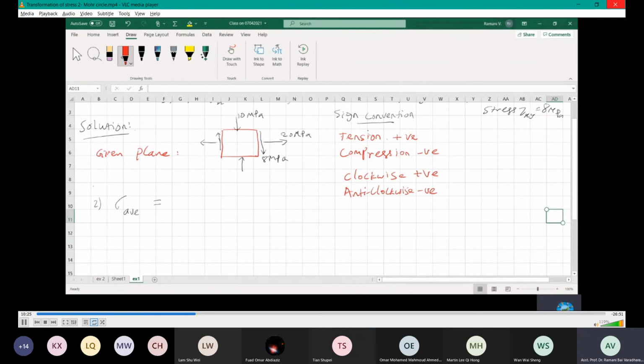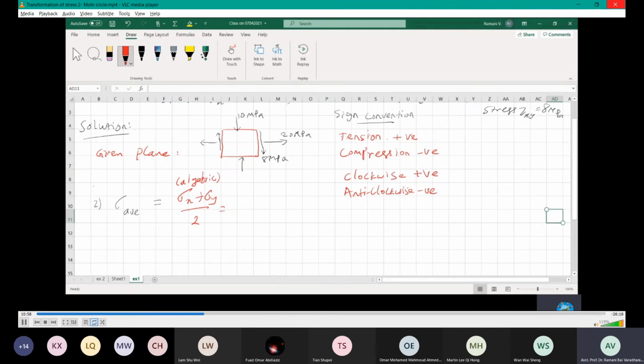You need to find the average stress acting on it first of all to start your Mohr circle. Mohr circle keeps the average as the center point of the circle. So it starts with the center point, and then you can draw the circle. The formula for average is sigma x plus sigma y divided by 2. You do it algebraically; better you write down then and there.